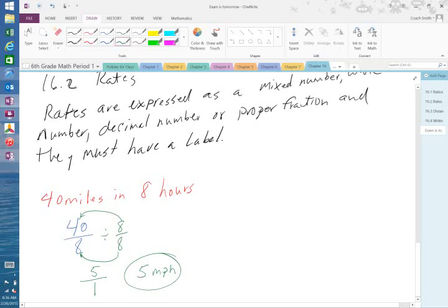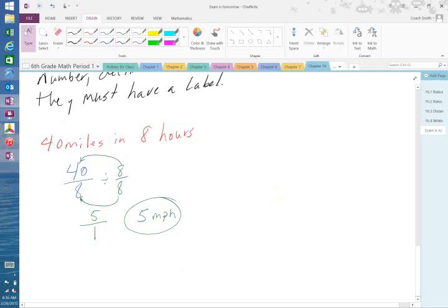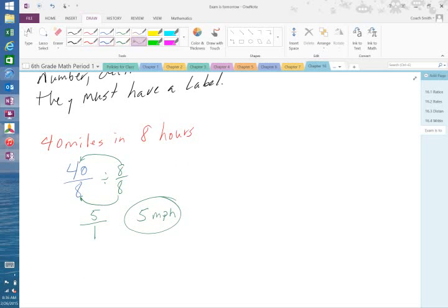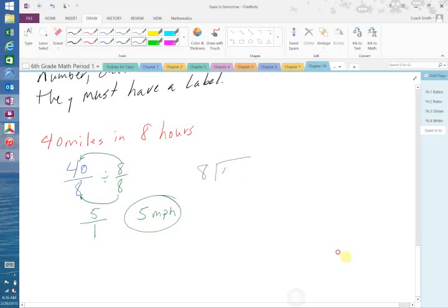Okay, rates we can express as whole numbers. So 5 miles per hour would be acceptable. And really, to find the unit rate, what you're doing is you're just dividing the bottom number into the top number. That's all you're doing on any of the rate problems.